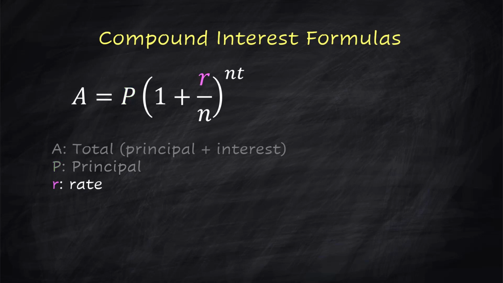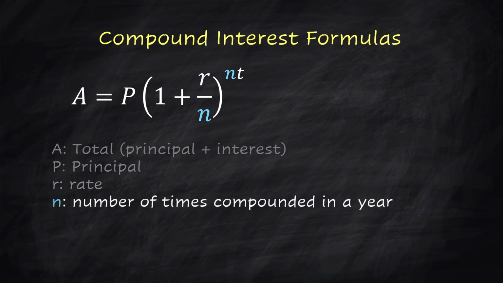When you invest your money in a savings account or in some other kind of interest-bearing account, your money will actually grow. They will give you interest over time. N is the number of times it's compounded in a year. They're going to figure out how much interest you've earned and add it into your account. And T is the time in years that you let that money sit there and grow.